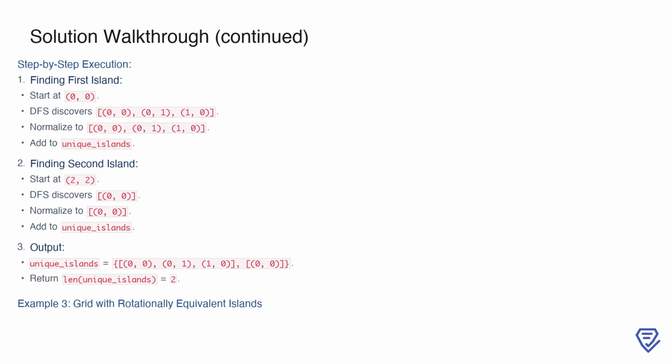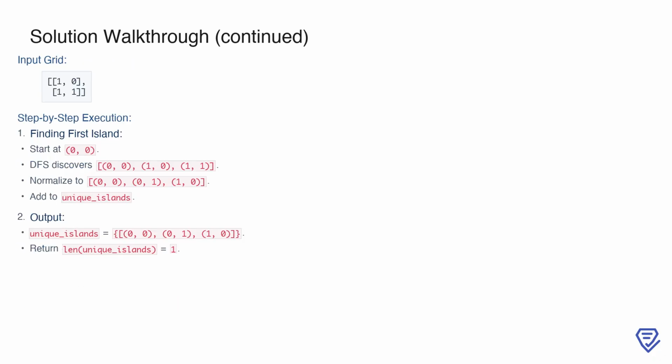Now, let's consider a scenario where the islands have rotational equivalence. In this 2x2 grid, the island is shaped like a mirrored L, starting from cell 0, 0. Using DFS, we identify its raw shape as 0, 0, 1, 0, 1, 1. To handle the rotational equivalence, we again generate all possible transformations, including rotations and reflections, for the discovered shape. After normalizing each transformation, we find that the lexicographically smallest normalized shape is 0, 0, 0, 1, 1, 0.